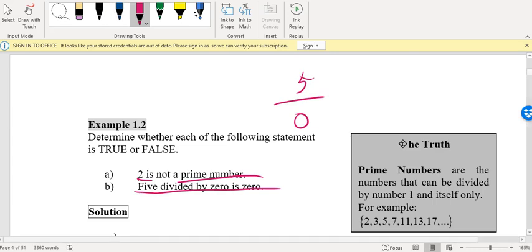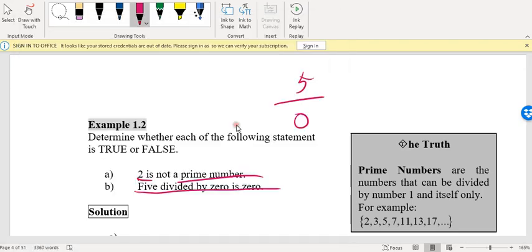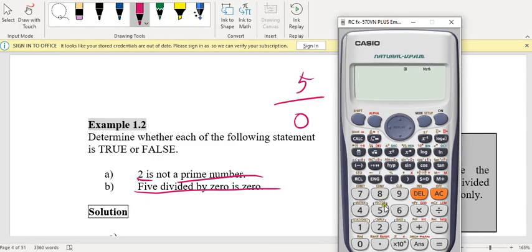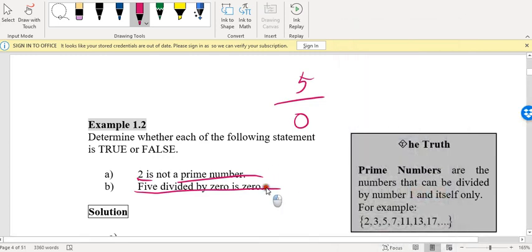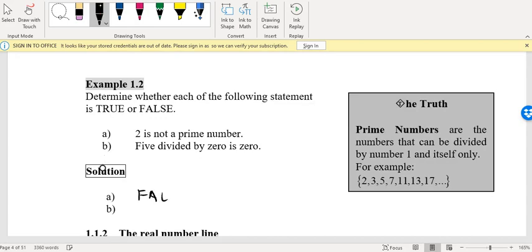No. If you feel doubtful, just use your calculator again. So 5 divided by 0 is equal to what? It's actually infinity. Math error means that the calculator can't read it. So it's not 0, it's actually infinity. So both of the answers are false. Just write down your answer, false. This one is also false.